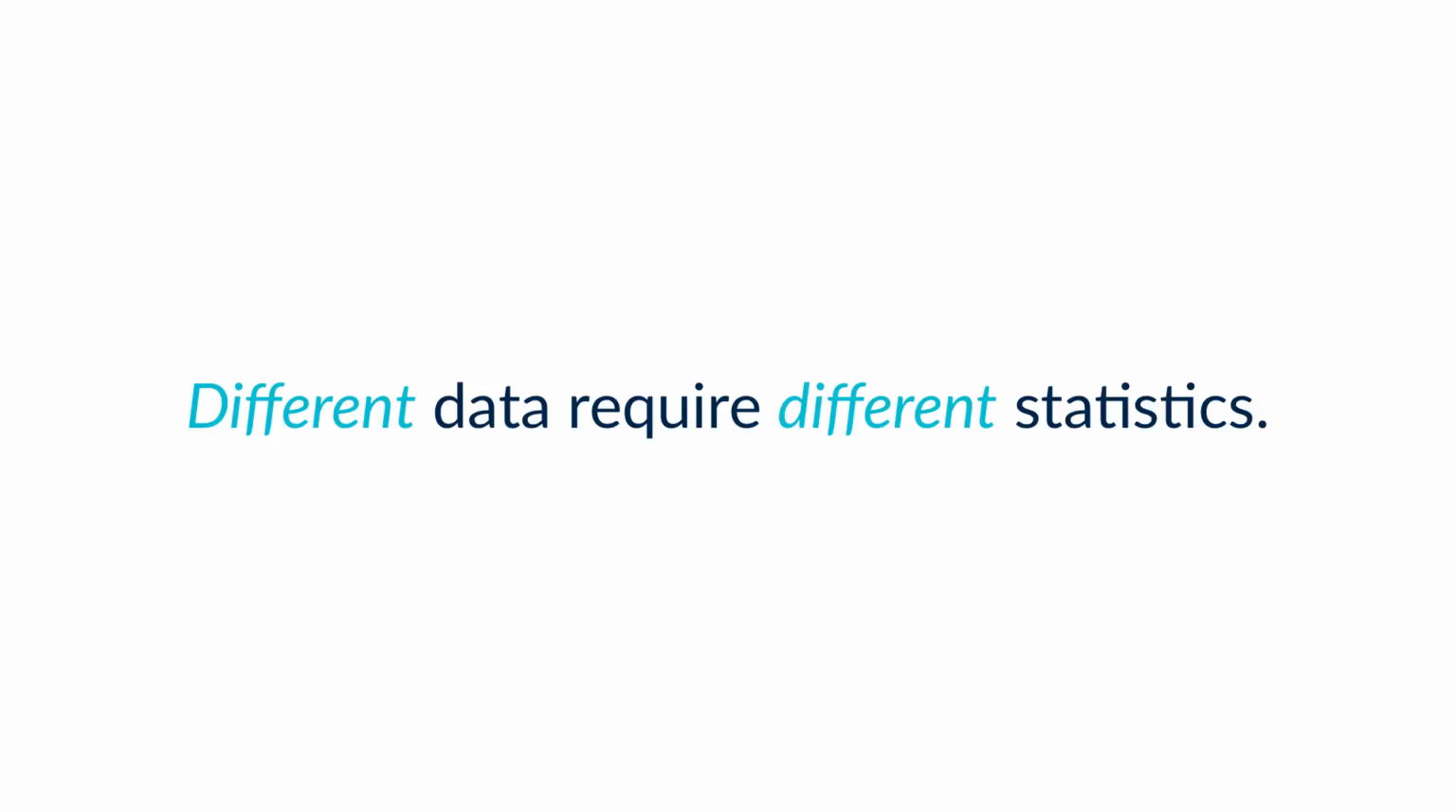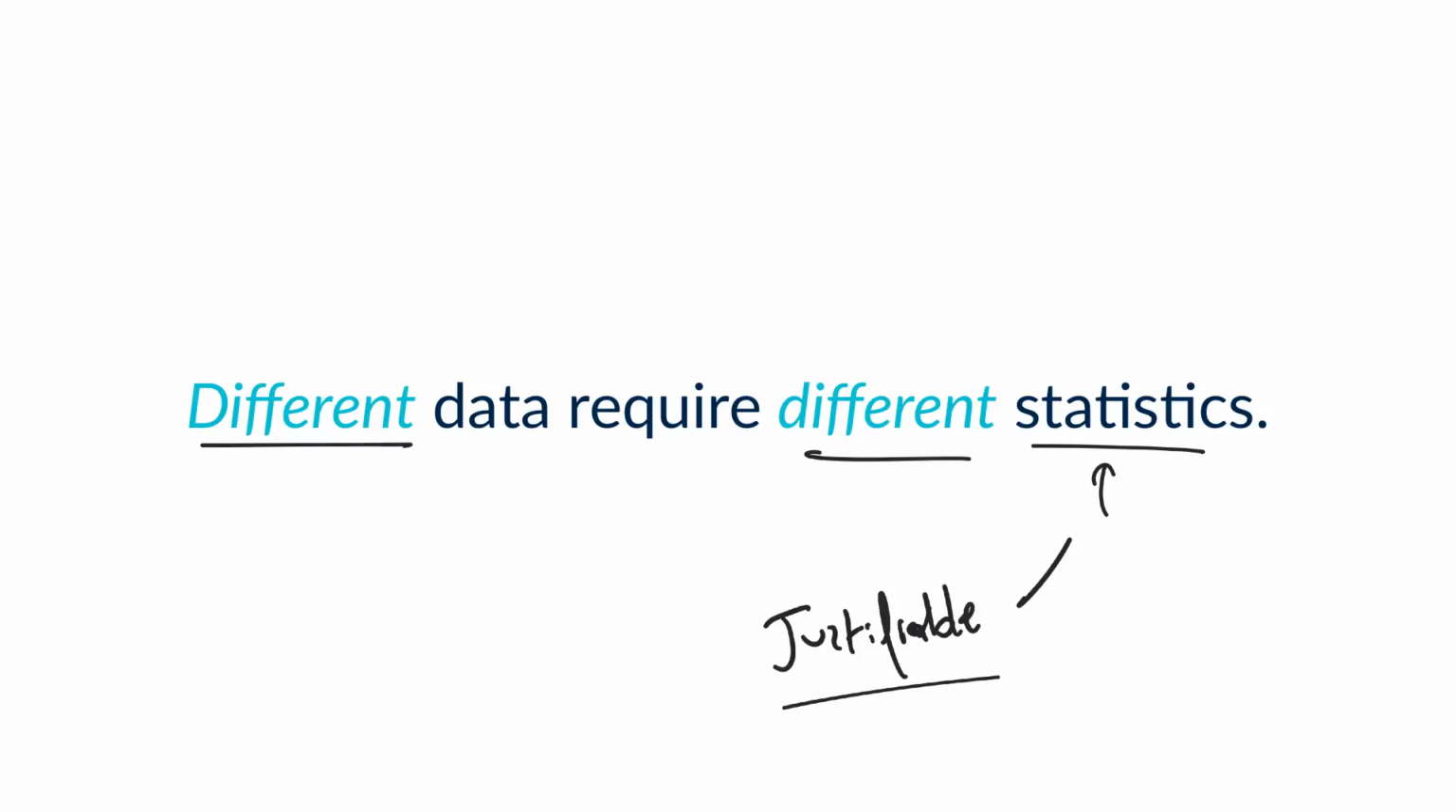But why do we need to do this? Well, the main reason is that different data require different statistics. The type of data that we have is going to determine what type of statistics we can appropriately use on that data. And again, our goal is to make justifiable claims using the data. In order to make these justifiable claims, we need to use appropriate statistics for our data type.